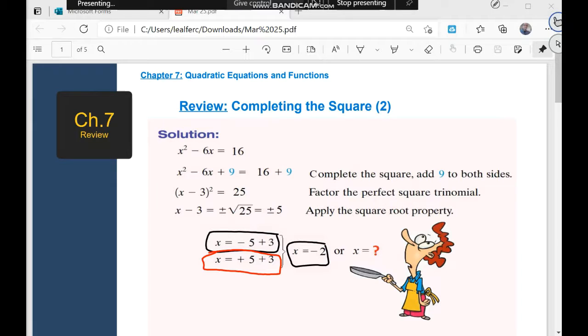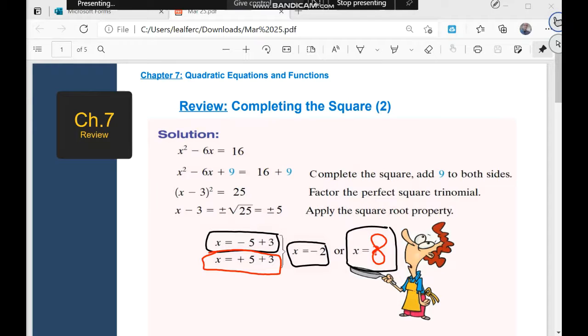And the last line, x equals +5 plus 3, that means x equals 8. +5 plus 3, 8. 8 is the right answer. Thank you, Cynthia. Thank you, Smiling. Thank you very much, Jacob and Kalia. Thank you for your help.